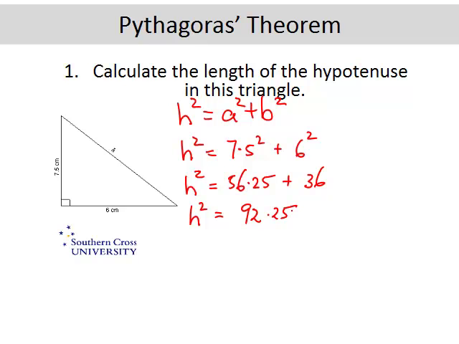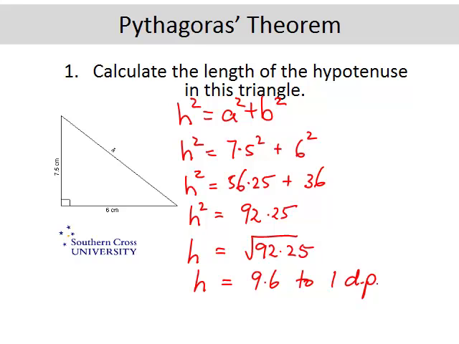92.25. So to get the hypotenuse, as opposed to the hypotenuse squared, we need to take the square root of the other side. Square root of 92.25. So that means the hypotenuse is 9.6 to 1 decimal place. Now we can just do a quick check on that. If this is a hypotenuse, it should be the longest side in the triangle, and looking at our triangle, it is.